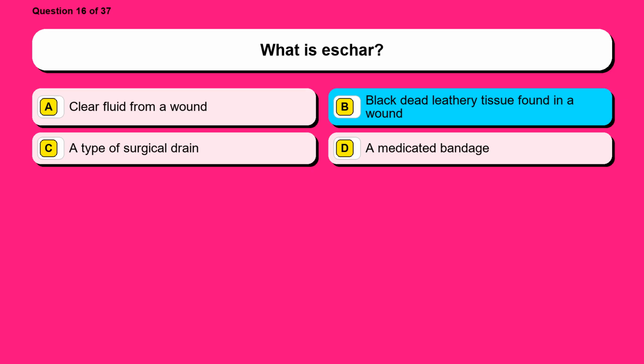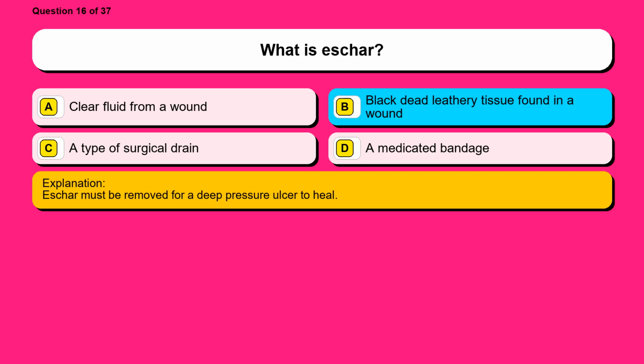The correct answer is option B. Black dead leathery tissue found in a wound. Eschar must be removed for a deep pressure ulcer to heal.